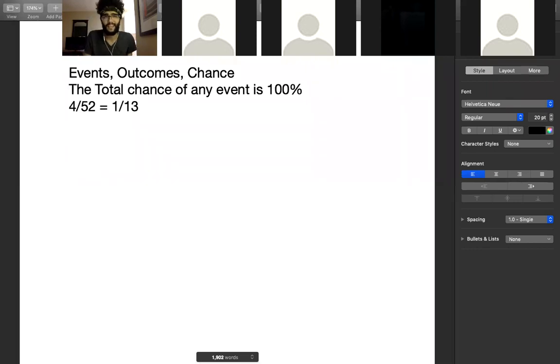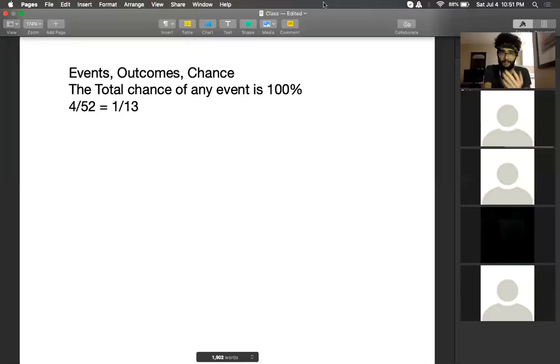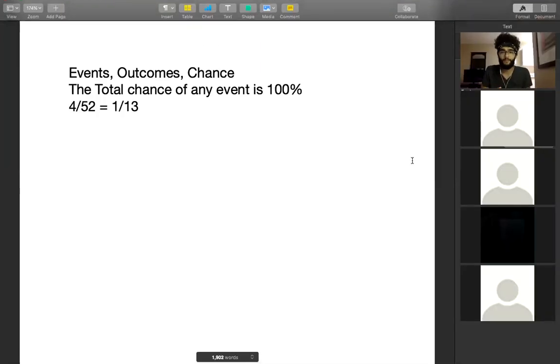If there were 6 ace cards in that pile, we would say 6 by 52. If there was only 1 ace card in that pile, we would say 1 by 52. If there were no ace cards, we would say the chance of getting an ace is 0. If all of them were ace cards, then the chance of getting it is 1. So this probability is sometimes 100% or sometimes 1. It's the same thing, and it's based on the context. Sometimes you say 1, sometimes you say 100.